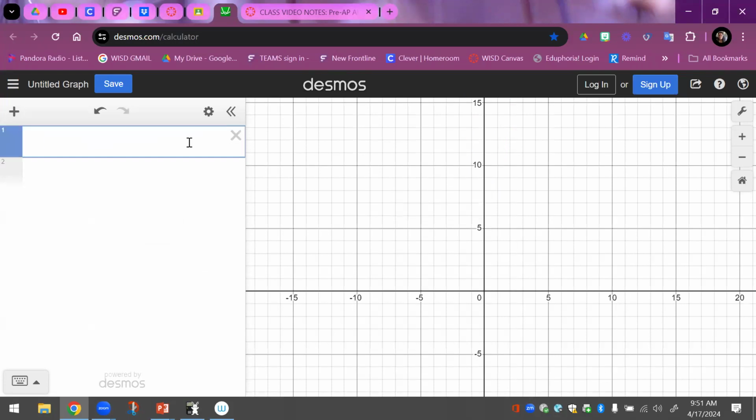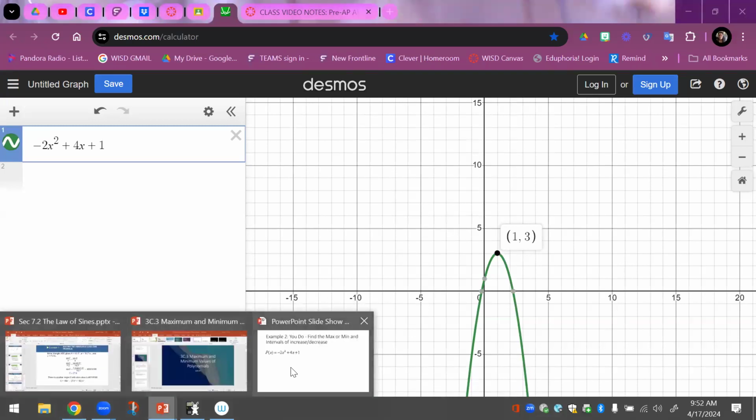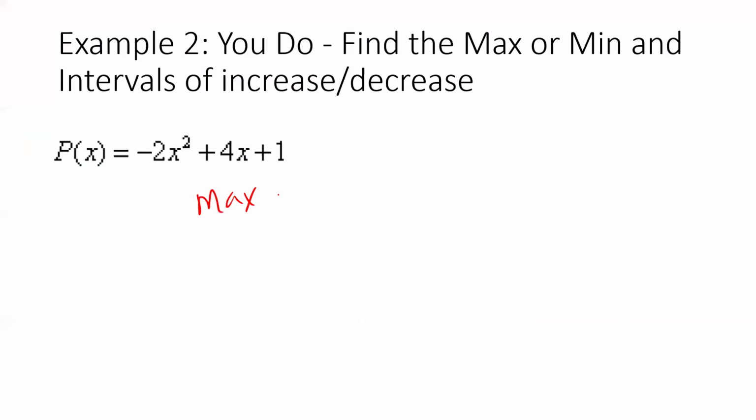Okay. All right. So we're graphing negative 2x squared plus 4x plus 1. All right. So here's my maximum. And why is it a maximum? It's an increase then a decrease. Yes. So we have a maximum at 1, 3. That's our ordered pair. And because it's a max, I increase, then I decrease.